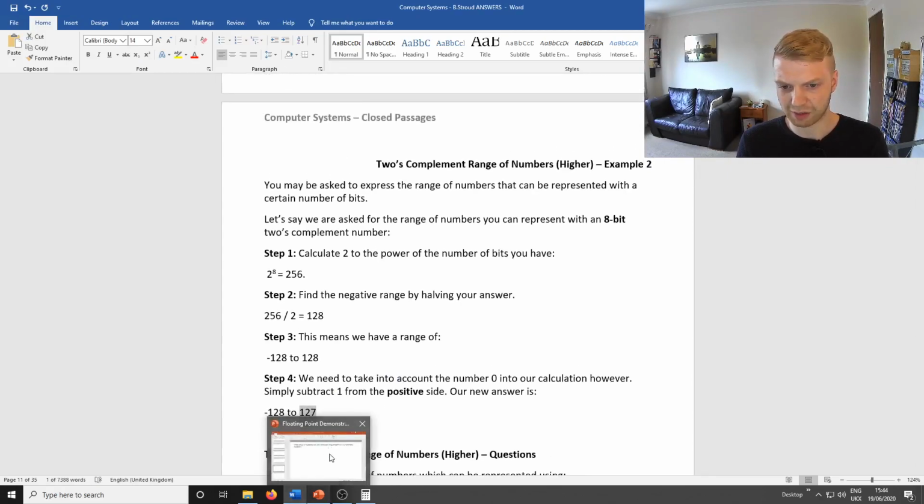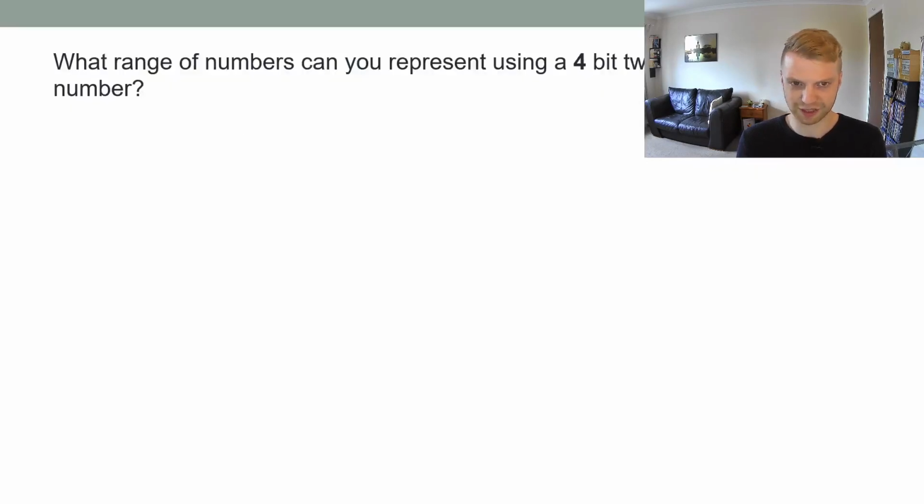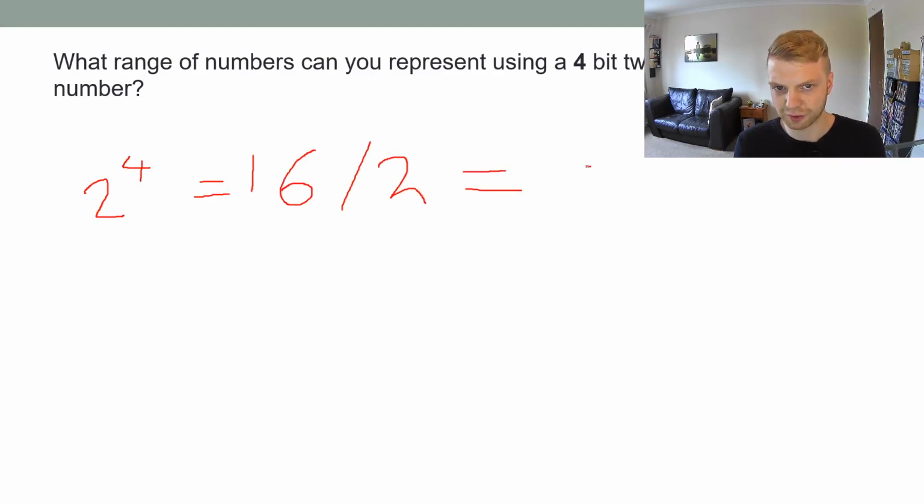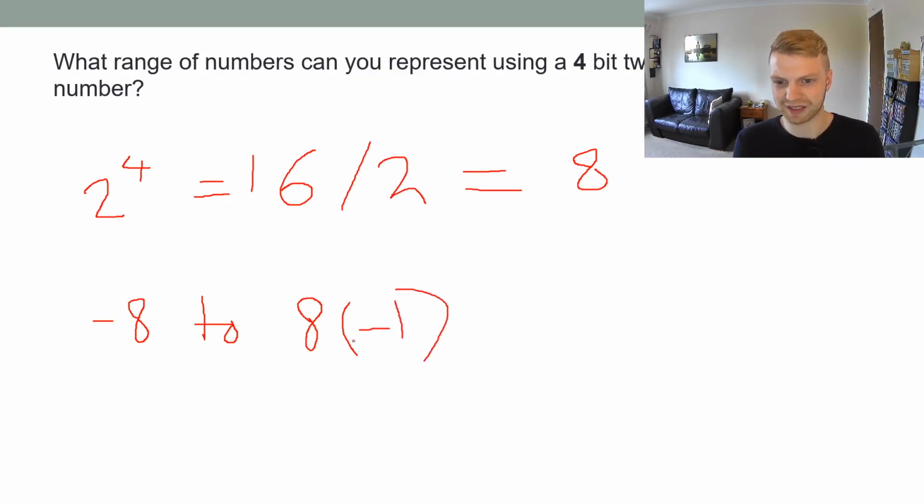So I'll demonstrate this as if I was doing it as a question. That'd probably be easier. What range of numbers can you represent using a 4-bit 2's complement number? You do 2 to the power of 4, which is 16, and then you divide that by 2 to give you 8. And then all you've got to write is negative 8 to 8, and now I'm writing it out like an equation here, which is a bit silly, but maybe it'll help you understand. 8 minus 1. Normally I'd skip this step, I'm just doing it to demonstrate. So negative 8 to 8 minus 1, so it just becomes negative 8 to 7, and that's it.